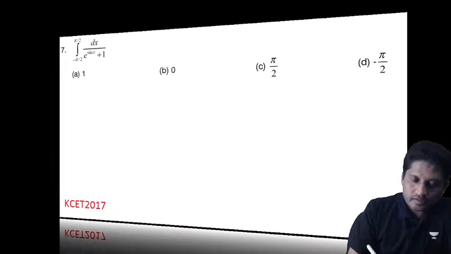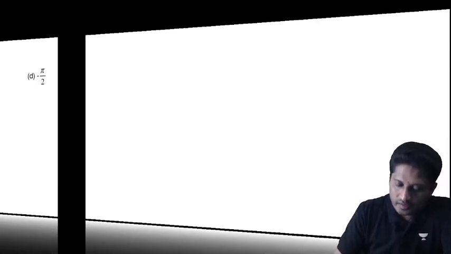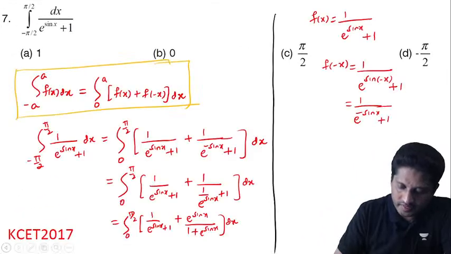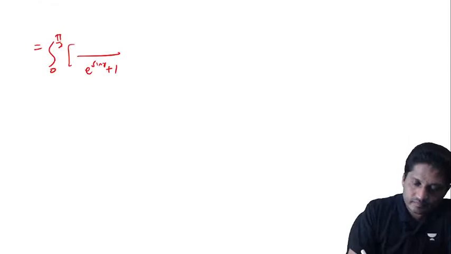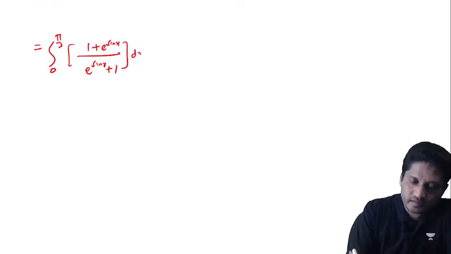Okay, 0 to pi by 2. LCM is e power sin x plus 1, or 1 plus e power sin x. Denominator the same, numerators can be added. You will get 1 plus e power sin x over 1 plus e power sin x dx. This will cancel. Integration of dx is x.